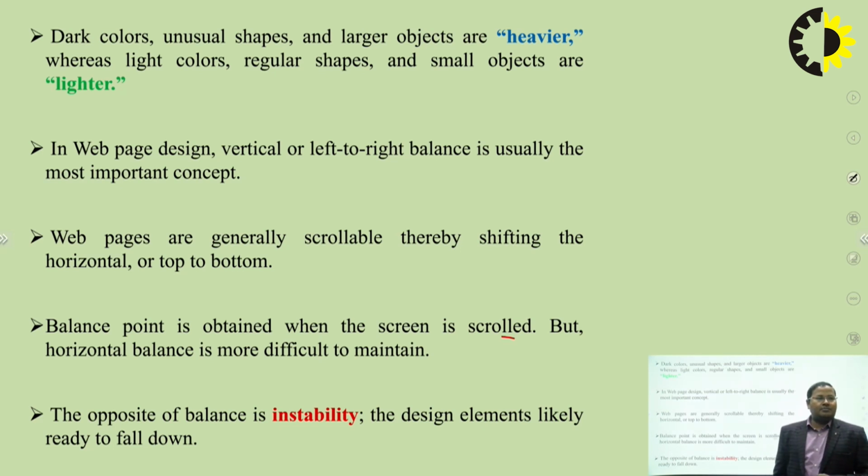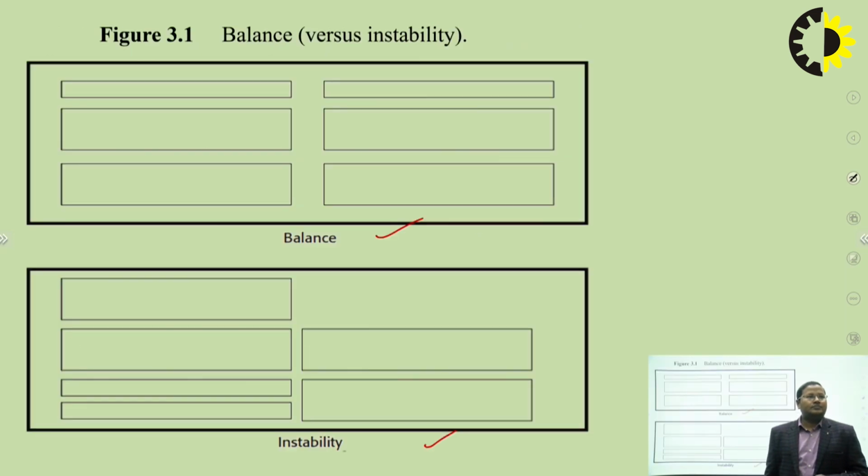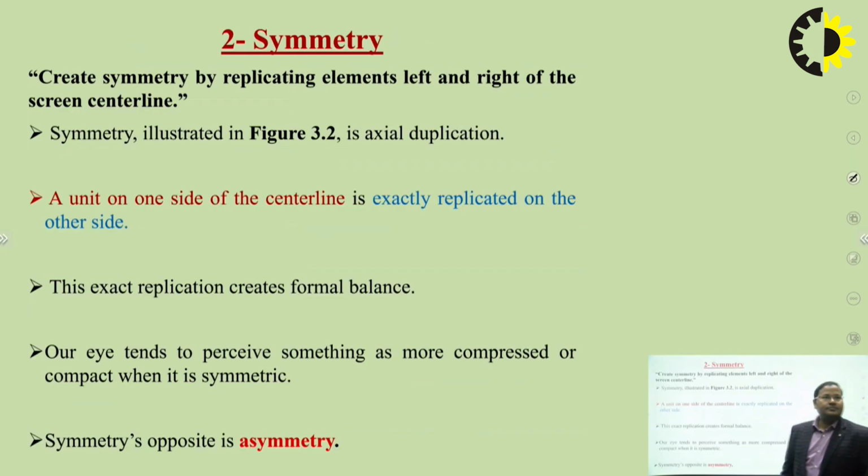The opposite of balance is instability. The design elements are likely ready to fall down. This is the diagram by which I can show the balance property and its opposite property, that is called instability.